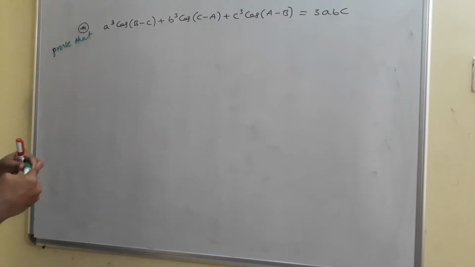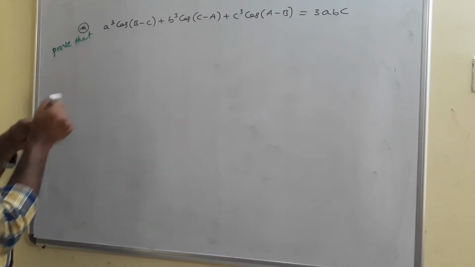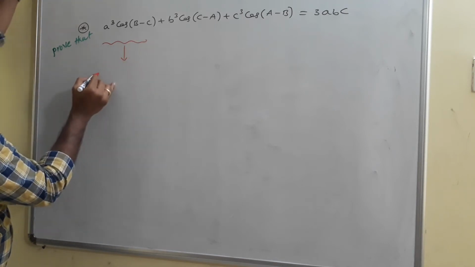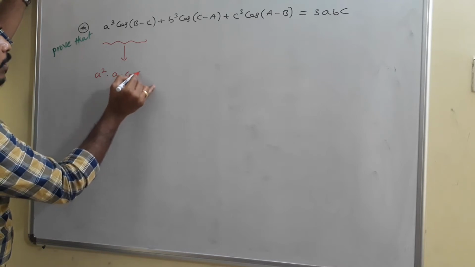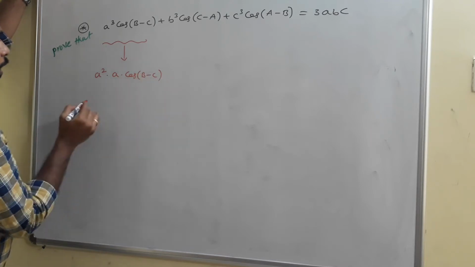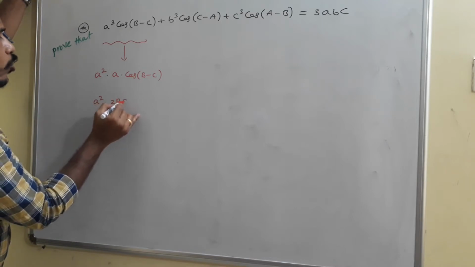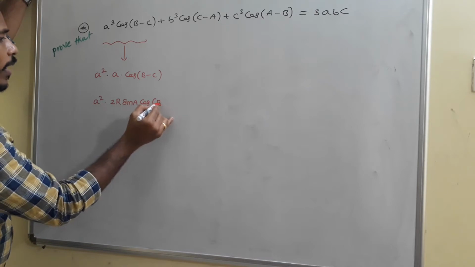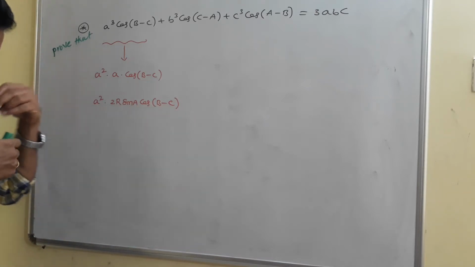First of all, take a cube cos(b minus c). If you think about a cube cos(b minus c), I will separate a square and a into cos(b minus c), and this a is nothing but 2r sin a from the sine rule. So a square into 2r sin a into cos(b minus c).